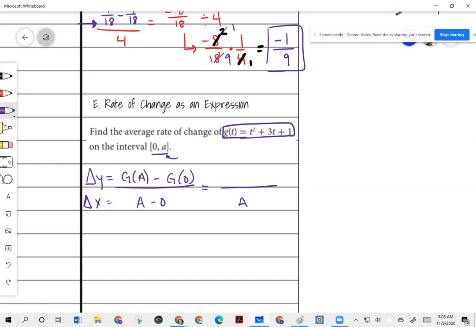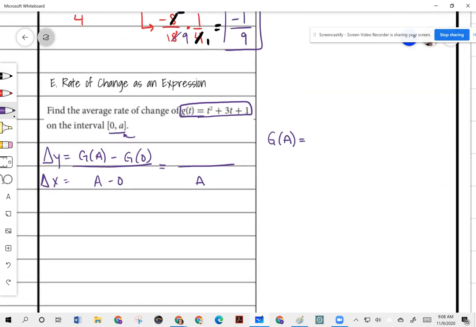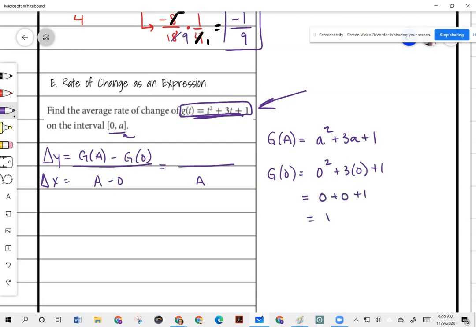But let's go ahead and off to the side calculate g of a. So in this equation, if I were to replace t with a, I'm going to get a squared plus 3a plus 1. And then if I do g of 0, I'm going to get 0 squared plus 3 times 0 plus 1. And again, I'm plugging it into this equation here. So g of 0 is going to be 0 plus 1, which is just going to give me a 1.